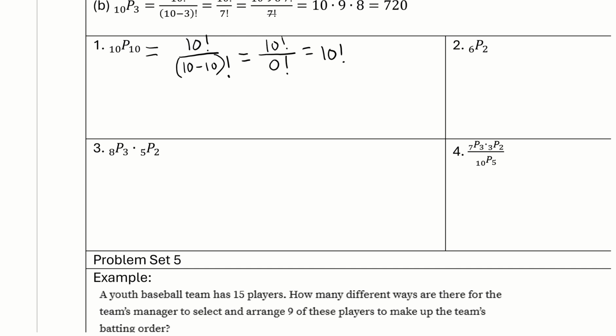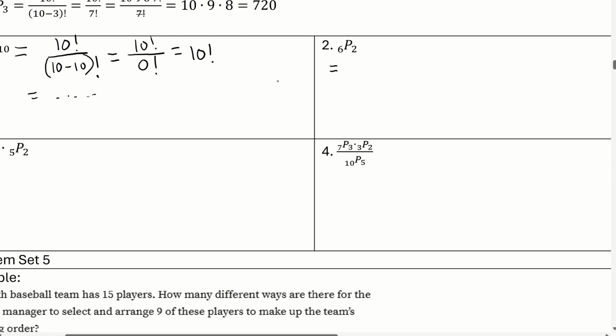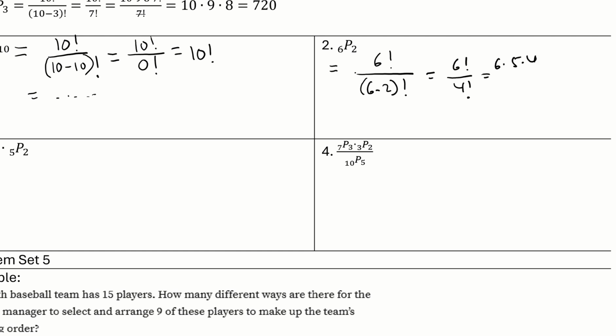All right, and we know what 10 factorial is. So you can go ahead and put that answer here. I won't write it again here, but it was a number that was in the millions. And for number 2, we have the permutation of 6 objects taken 2 at a time. So 6 factorial divided by 6 minus 2 factorial, which is 6 factorial divided by 4 factorial. So 6 times 5 times 4 factorial. That way these can cancel, and you get 6 times 5 is 30.